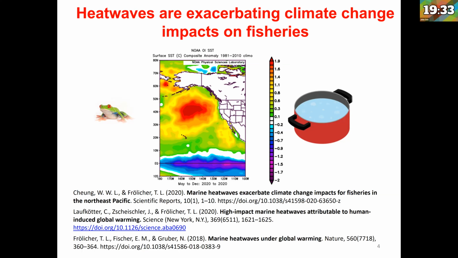These heat waves are predicted to increase under global climate change. So they're not going to go away. We're going to see them increasing in frequency, intensity, and the spatial area that they're covering in the ocean.